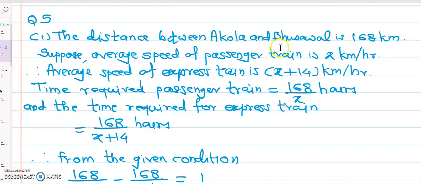The distance between Akola and Bhusawal is 168 km. Suppose the average speed of the passenger train is x km per hour, and the average speed of the express train is x plus 14 km per hour. Time required for the passenger train: now what is the time? Velocity equals distance upon time. Therefore time equals distance upon velocity, that is 168 upon x hours. And the time required for the express train is 168 upon x plus 14 hours.